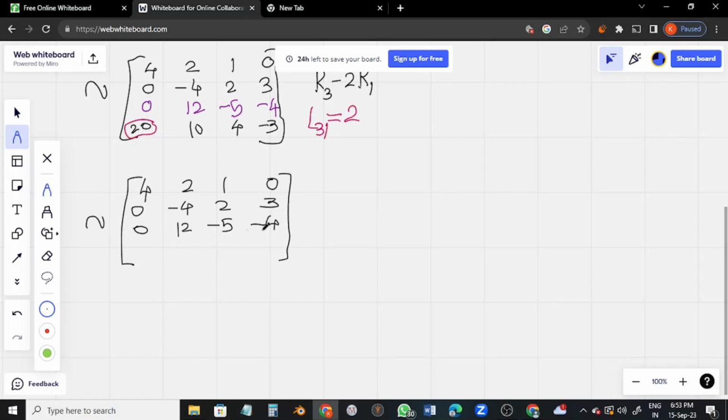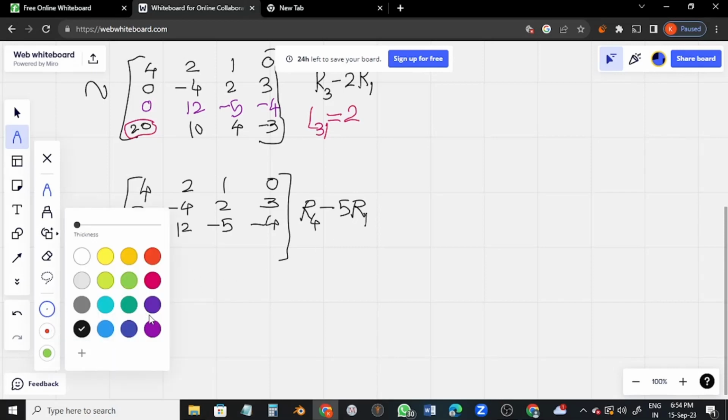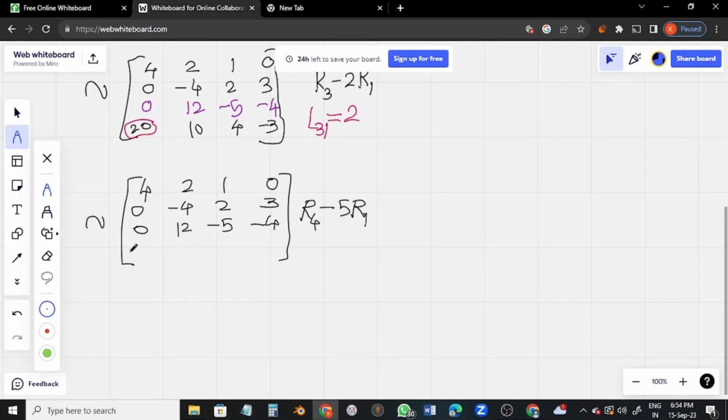So 20 minus 5 times 4. Meaning from R4, I should subtract 5 times the first row. This is what we mean. So now what am I getting? 20 minus 4 times 5 means 20 minus 20, which is a big 0.